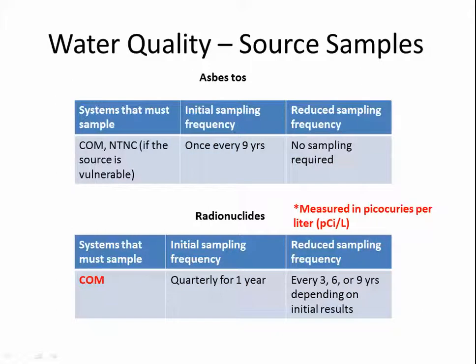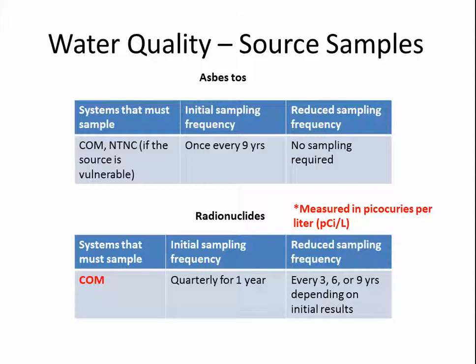Okay, the asbestos requirement at the source, we went over this earlier, and that is required for community and non-transient, non-community systems if the source has been determined to be in a naturally occurring asbestos formation. The sampling is once every 9 years, and the reduced sampling means that there's no sampling required.